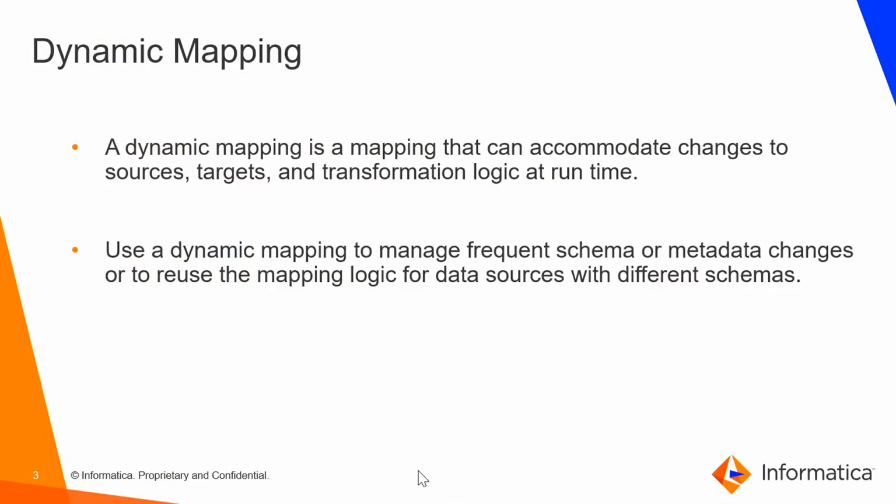A dynamic mapping is a mapping that can accommodate changes to sources, targets, and transformation logic at runtime. If we have a source which changes frequently, in this case we can make use of a dynamic mapping. If we want to apply the same logic to multiple sources of the same type or of different type, in that case also we can use the dynamic mapping. If the change is at the source level, we use dynamic mapping or parameters in the read transformation. If the change is at the target level, we apply the same changes to the write transformation.